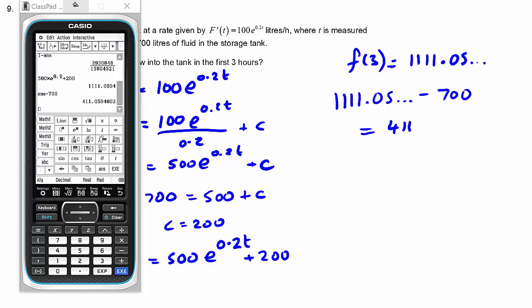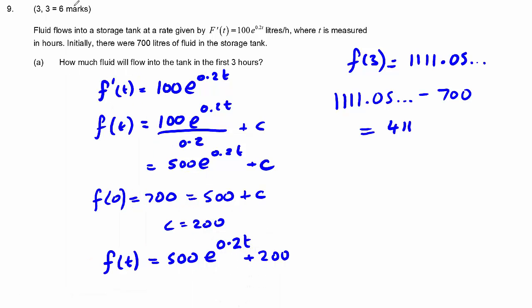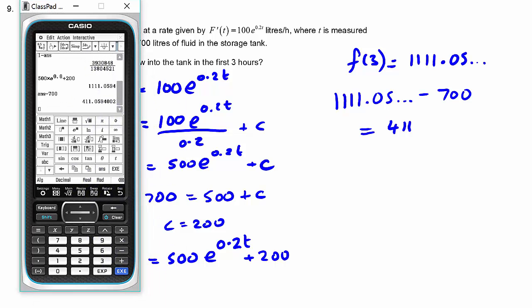Were we asked for any particular degree of accuracy? No, we weren't. So I'm going to give that as 411.06 litres, and I'll state that I've given that to 2 decimal places.